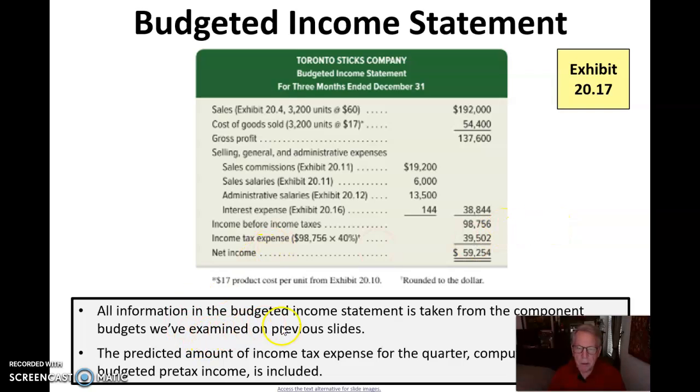All the information in the budgeted income statement is taken from those, I call them subordinate budgets, that we've gone through in the previous slide. For income tax expense, the assumption was 40% of budgeted pre-tax income, or income before tax.